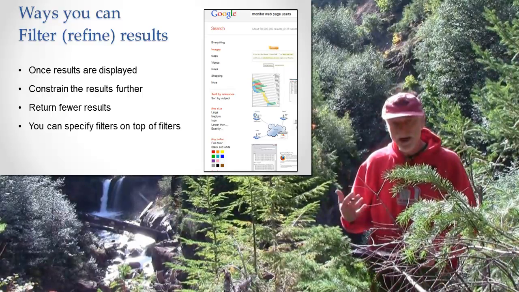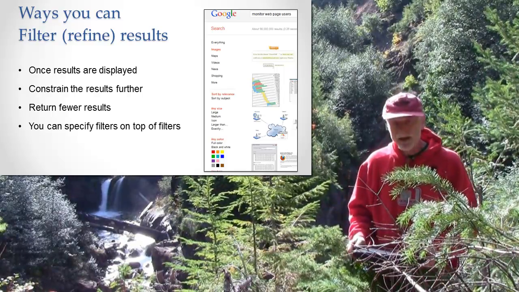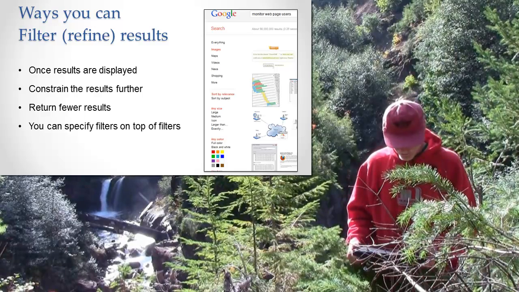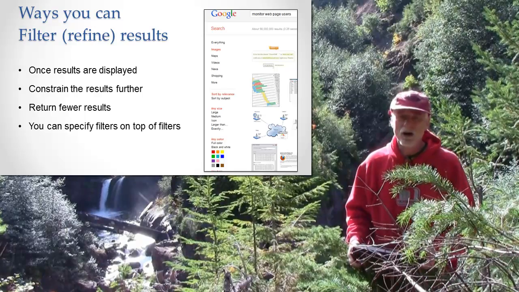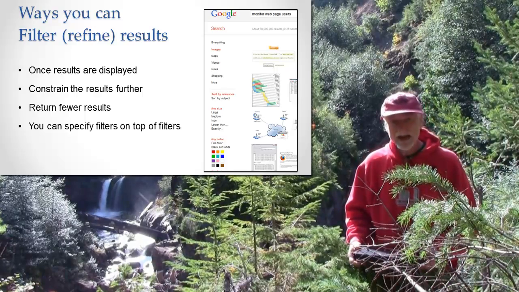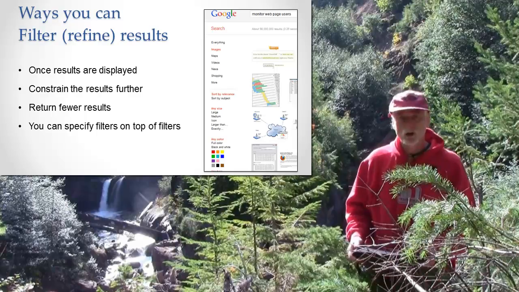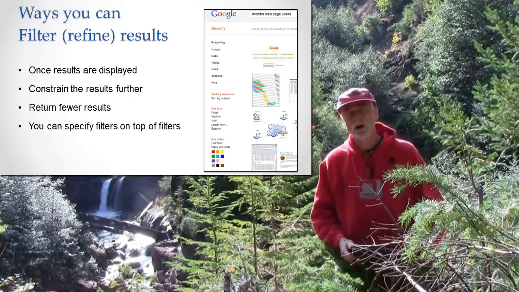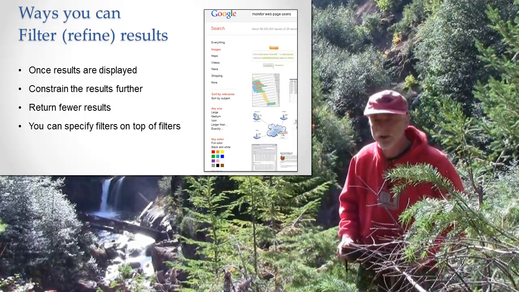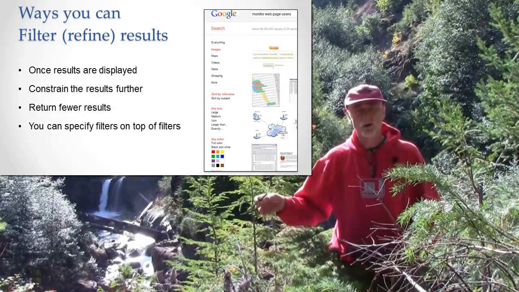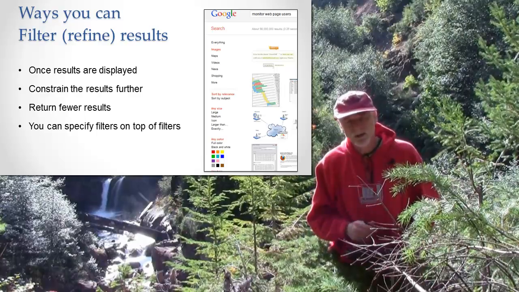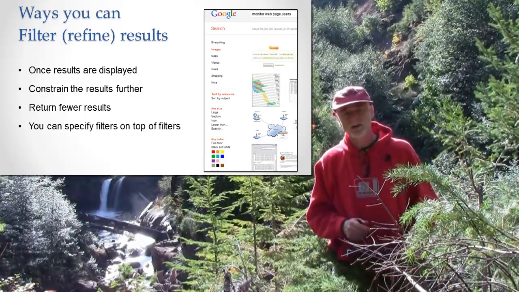In general, this happens once the results are displayed. It allows you to further filter or constrain the results. The idea is you're going to return fewer results that are more appropriate to you, and it's you who's doing the filtering. Google does filtering, as I showed you before. Google further refines the results and gets rid of some results based on things that it's doing internally using its own algorithms. These are the kinds of filters that you apply yourselves.